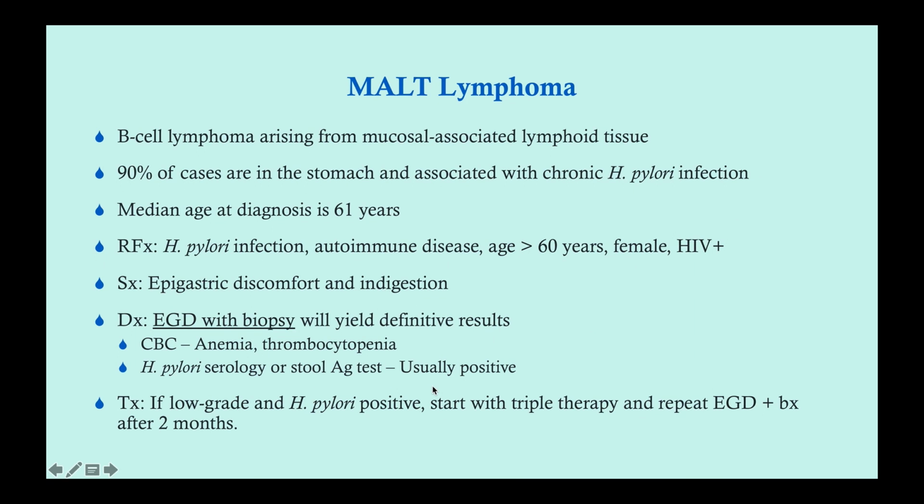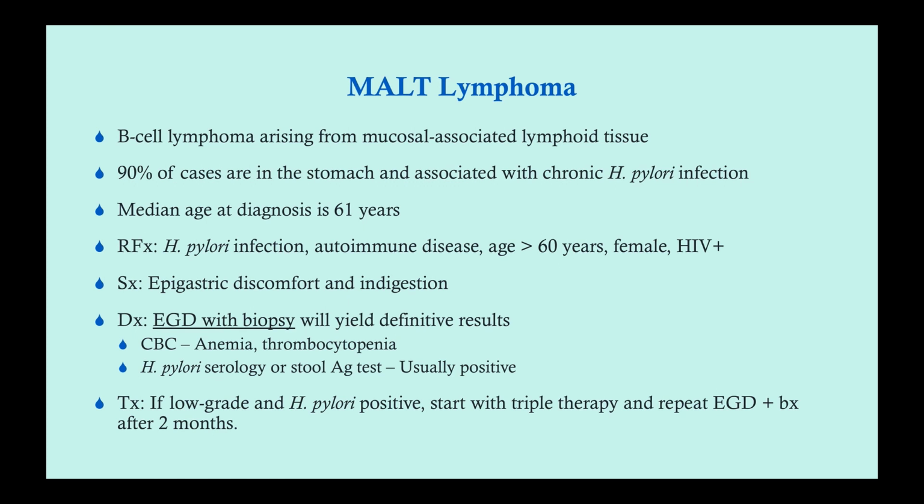So MALT lymphoma is a B-cell lymphoma arising from mucosal-associated lymphoid tissue. 90% of cases are in the stomach and are associated with chronic H. pylori infection. The median diagnosis is 61 years, so this is an older age thing. Risk factors, obviously H. pylori infection, autoimmune disease, just simply because of the activation of the immune system in those B cells. Age over 60 years, female, and HIV positive. Remember, HIV is associated with a lot of different cancers and lymphomas.